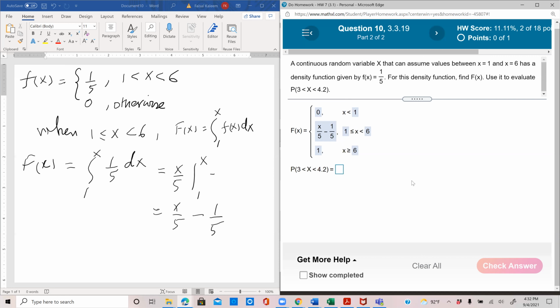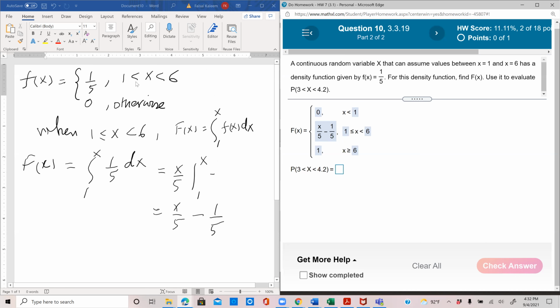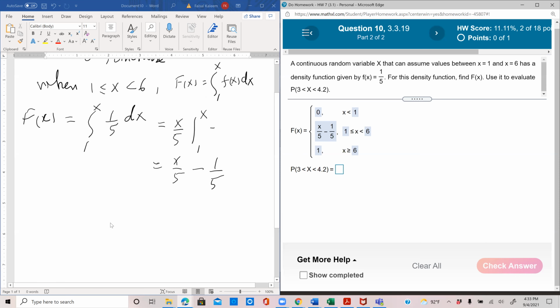Okay, and they say use this to evaluate the probability between 3 and 4.2. Now, you don't have to use this. You can just do it the way you're used to doing it between 3 and 4.2. The whole interval between 3 and 4.2 lies between 1 and 6, which means this definition applies. So you would simply integrate the probability of x between 3 and 4.2, but let me just show you how you would do it using the big F.